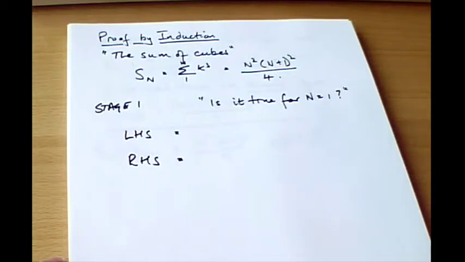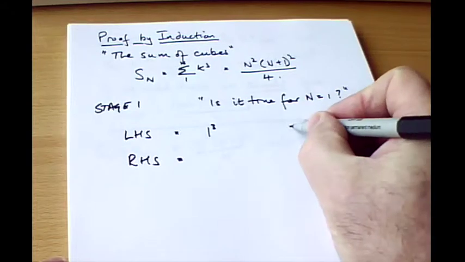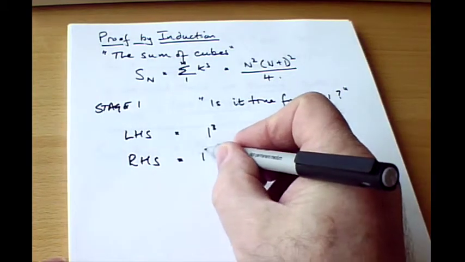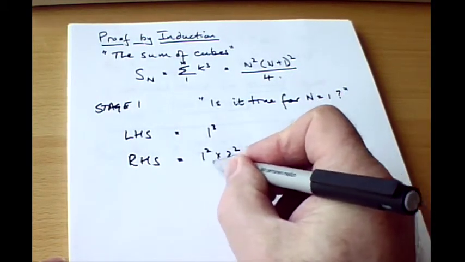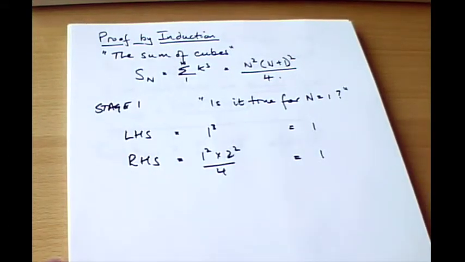The left hand side is simply a list of the first n cubes, the first cube. It's worth 1. The right hand side here is the formula. It's 1 squared times 2 squared over 4. That's equal to 1 as well. Mathematically, that's all you need, but you may also emotionally need to check a few more terms.